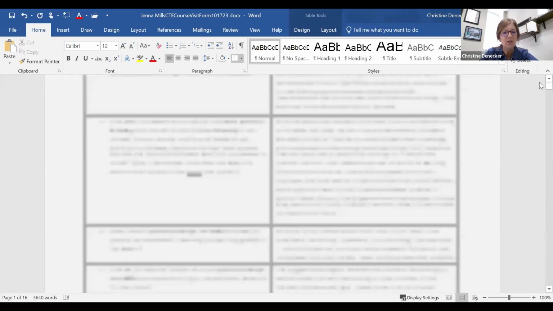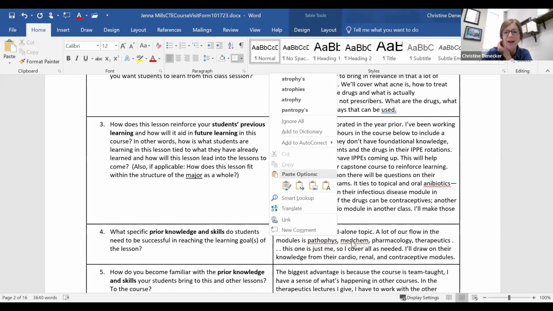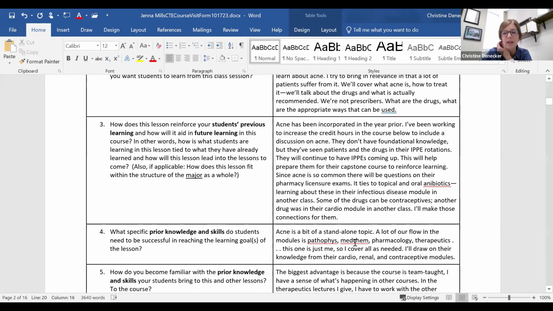Okay, so I'm now on what specific prior knowledge and skills do students need to be successful in reaching the learning goals of the lesson? I don't know how to spell these things. Med chem is a thing. This is pathophysiology. So I'm going to leave them. We'll go back to that later. It's okay.